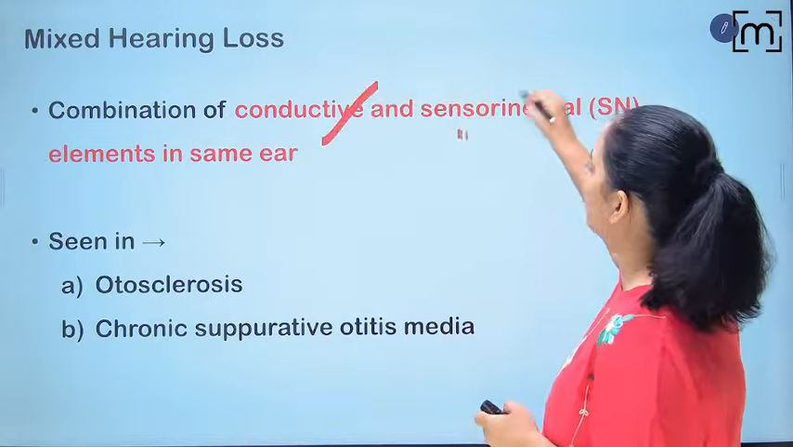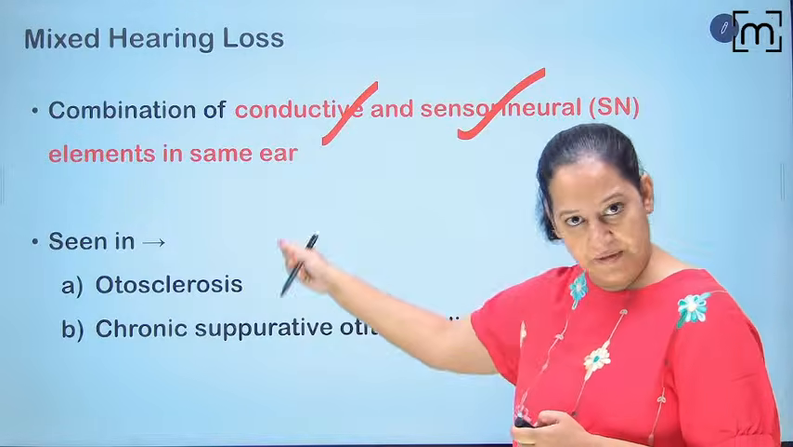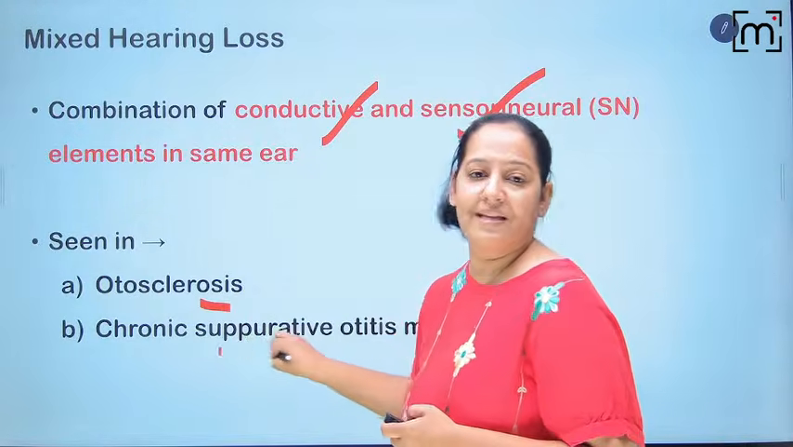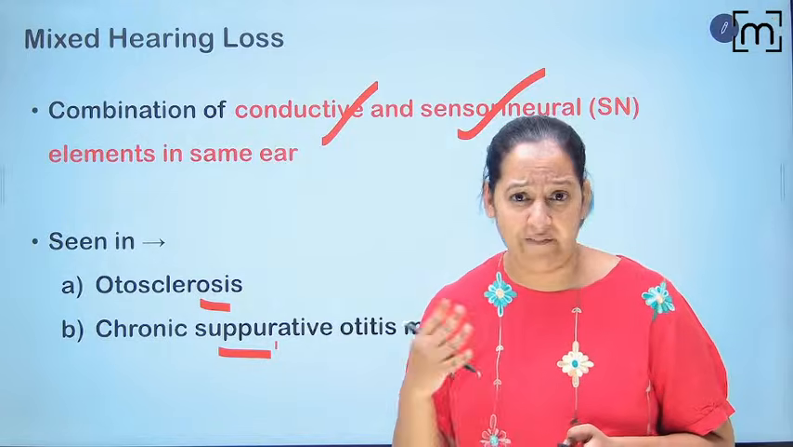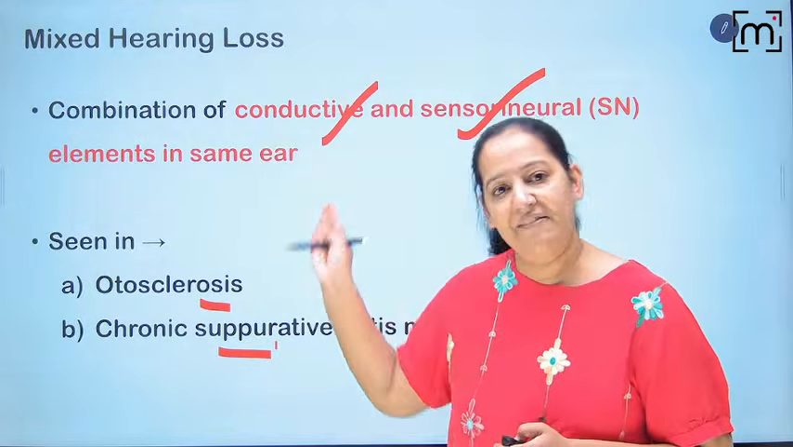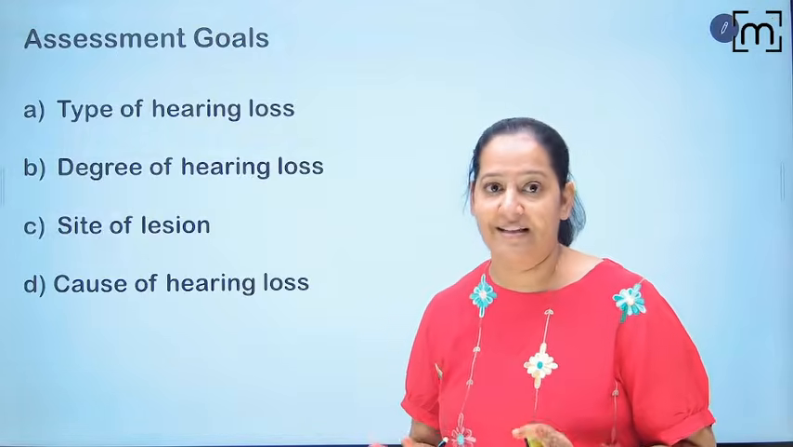Mixed contains both components. It contains conductive hearing loss as well as sensory neural. In some diseases it occurs, like otosclerosis and CSOM. I will teach you all of them. We are having 20 lectures of ENT, so don't worry. Okay, so that is the classification.